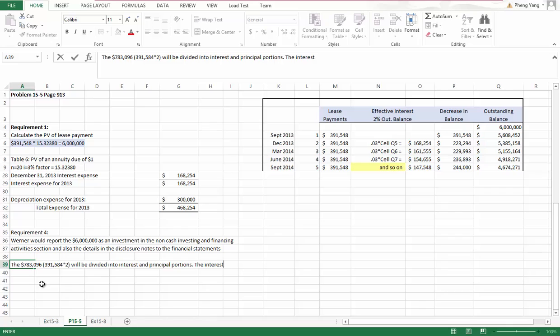Okay. So the interest portion, which is basically the $168,254, which we calculated here, above here, will be reported as cash outflows under the operating activities section.